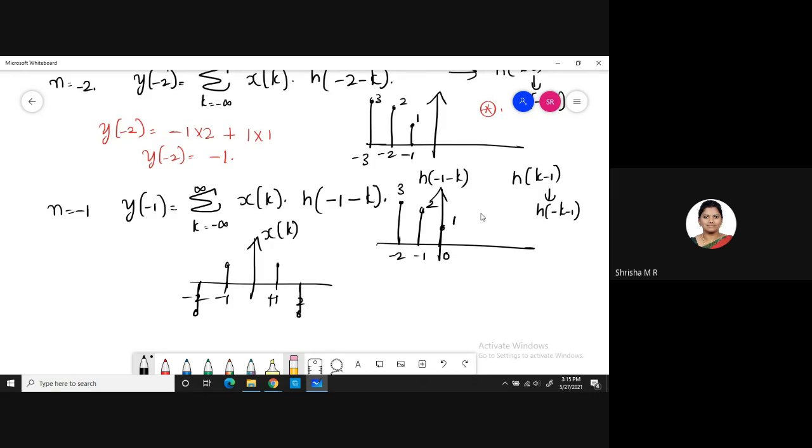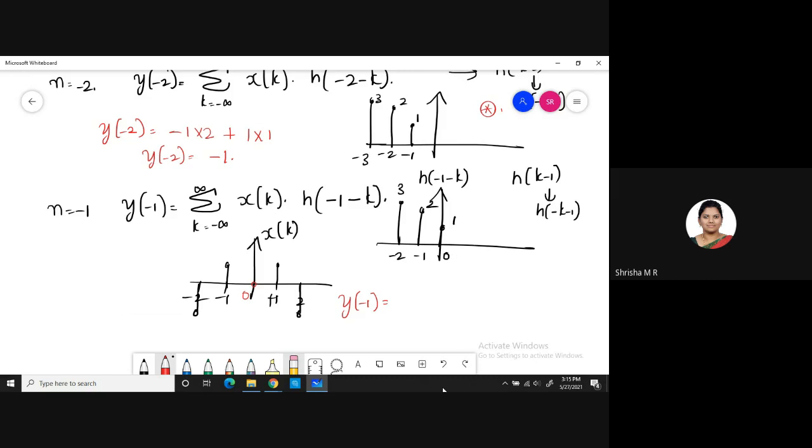What is the overlapping space? Y of minus 1. Where are the signals overlapping? So at x of k it is 0, at n is equal to 0. So where are they overlapping? They are overlapping at minus 2, minus 1 and 0.